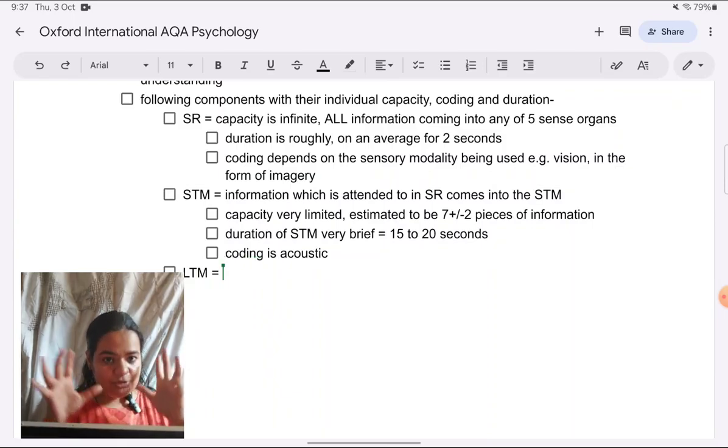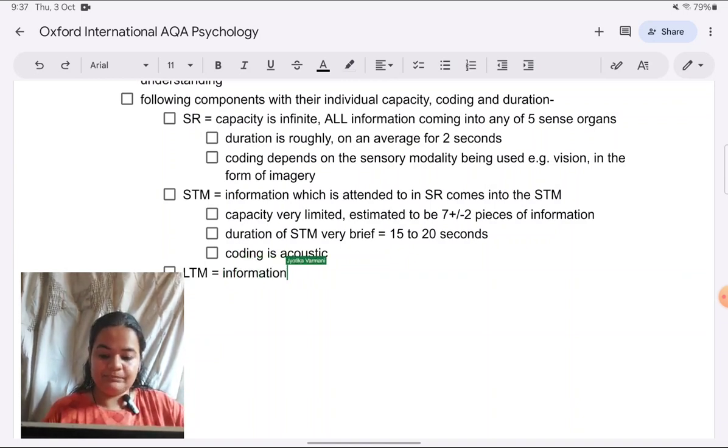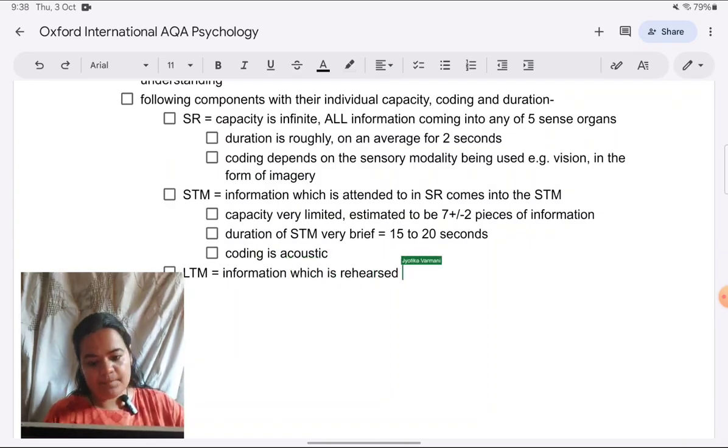Again, because you will be writing in paragraph essay format, how you should put it is, write the full name long-term memory at least once. If you want to use terms like LTM, write LTM in the bracket first and then keep on referring to it that way, like I told you for the 6 marker. Okay, information which is rehearsed in short-term memory makes it to long-term memory.